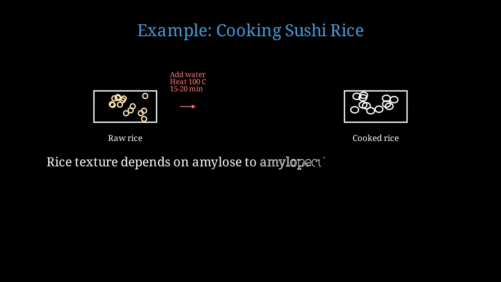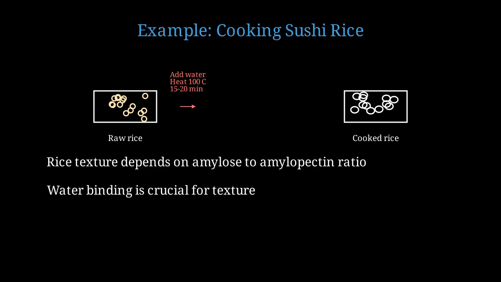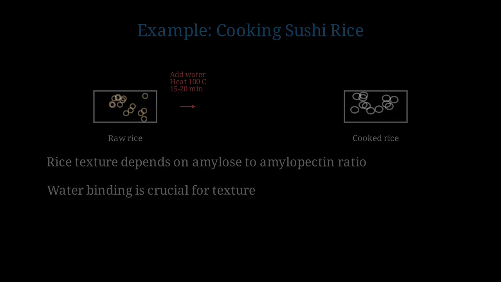Different rice varieties have different amylose to amylopectin ratios. Short-grain sushi rice has lower amylose content, around 15 to 20%, making it stickier. Long-grain rice has higher amylose, 20 to 25%, and cooks up fluffier and less sticky. During gelatinization, starch can bind 2 to 3 times its weight in water. This water binding is what makes cooked rice moist and tender. The hydroxyl groups on glucose units form hydrogen bonds with water molecules.